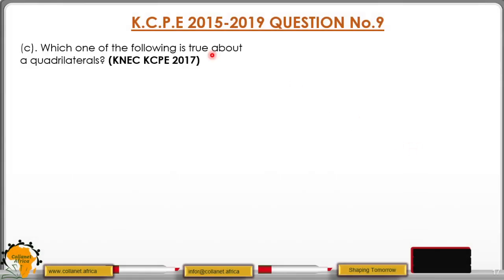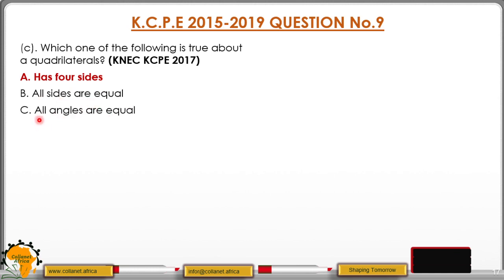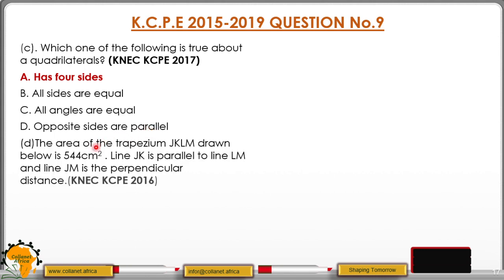We move on to the 2017 KCPE question. Which one of the following is true about quadrilaterals? Quadrilaterals are 4-sided, so having 4 sides is correct. All sides are equal, not true. All angles are equal, not true. Opposite sides are parallel, others are not parallel.